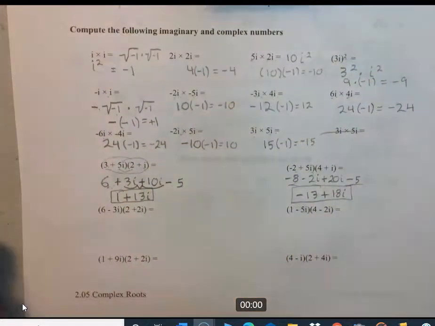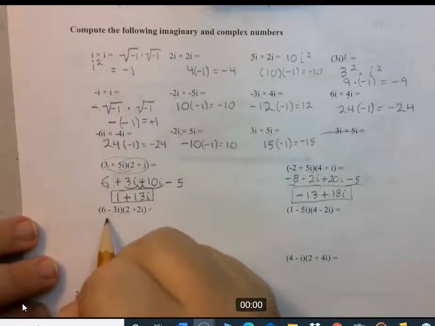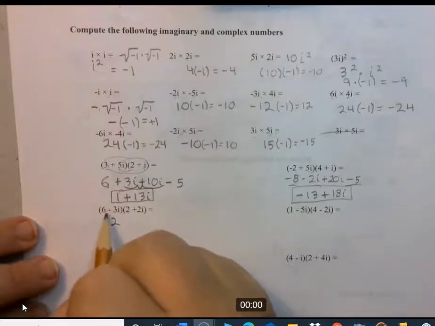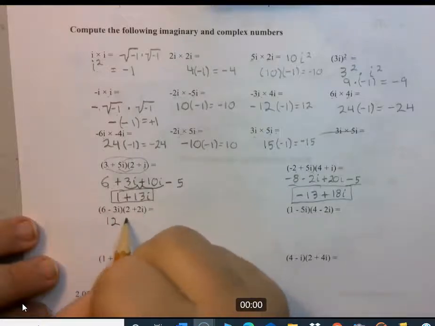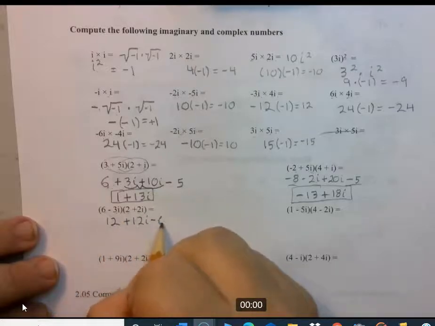All right. I'm going to do 2 more and then leave the last 2 for you to do. They're no different than the others. 6 times 2. Do the first. 6 times 2 is 12. 6 times 2i is 12i. Negative 3i times 2 is negative 6i.